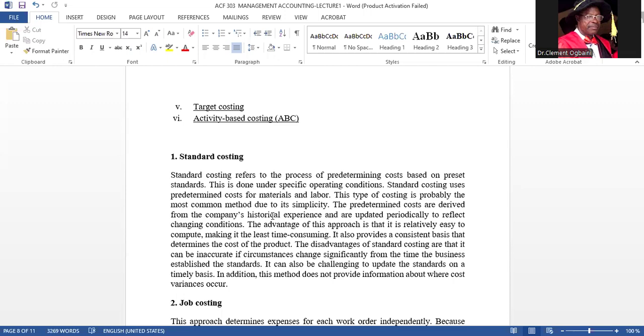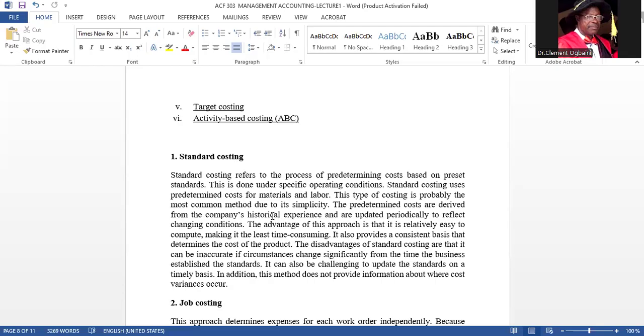And also, you set a standard for the manager, for example, the cost of the hotel that you sleep in. They must not sleep in a hotel above the standard that you have set. That is what we mean by standard costing. So you set standard costing for all the activities of the organization so that it helps you to know whether you are getting above the standard or not.